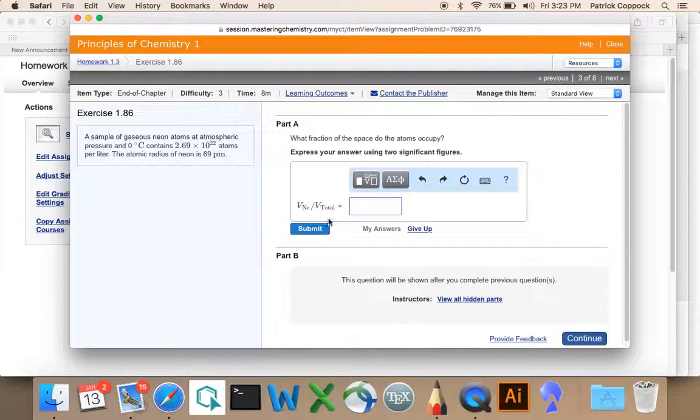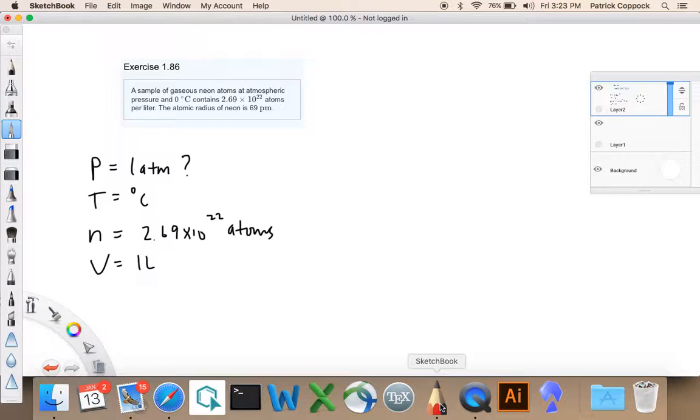And it looks like it's the volume of neon over the volume total. So let's go back here. The volume of neon over the volume total. It looks like the volume total is 1 liter. So what we have to do is figure out what the volume of neon is. What is the volume of neon?